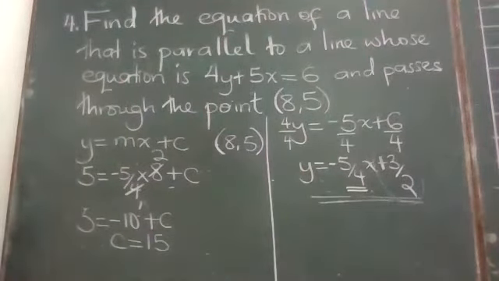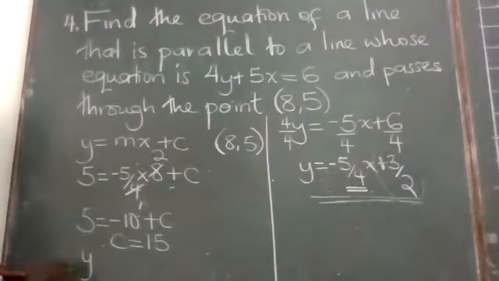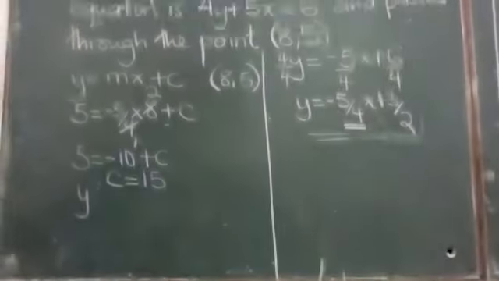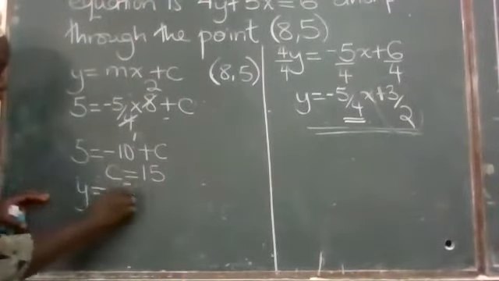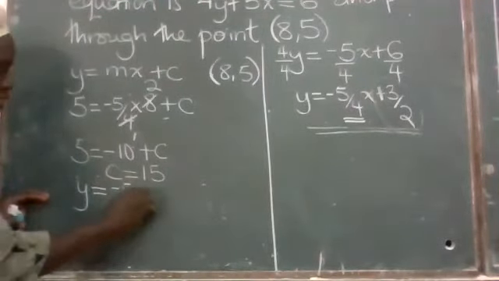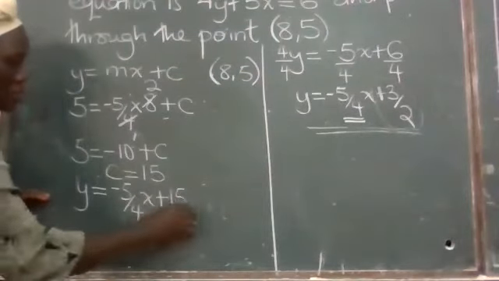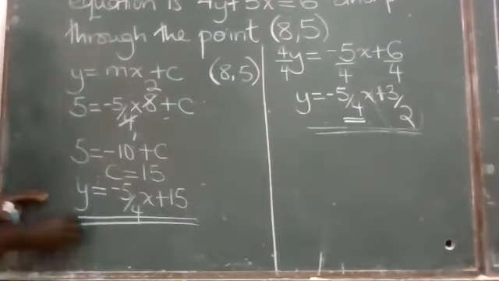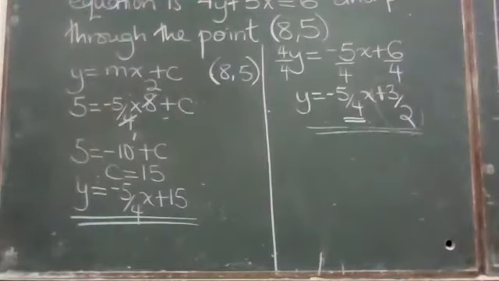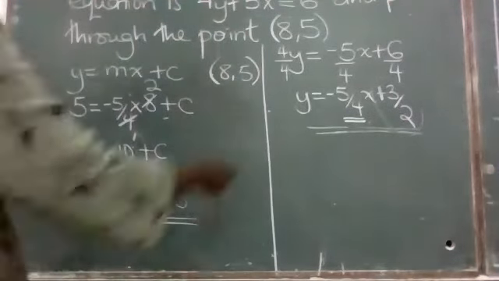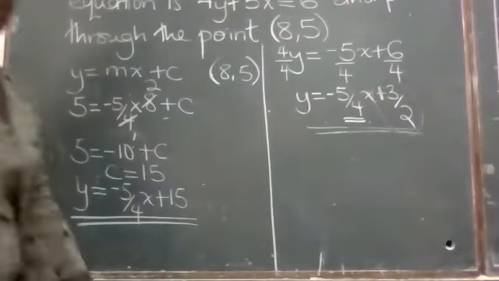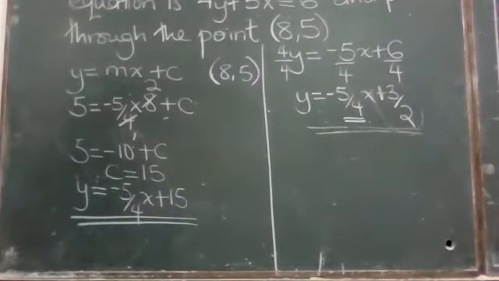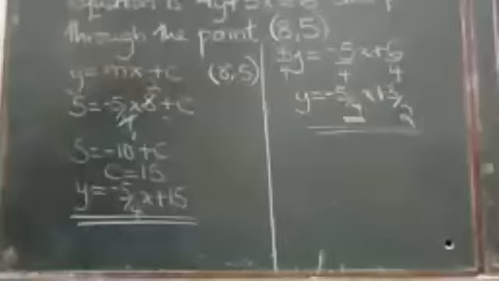Therefore, the equation of the line we are looking for is y is equal to negative 5/4 x plus 15. So Joanna's answer was the correct one. Namuli and Dab, you simply rearranged this equation and gave it to me as it is. Have you seen your mistake? Yes, thank you.